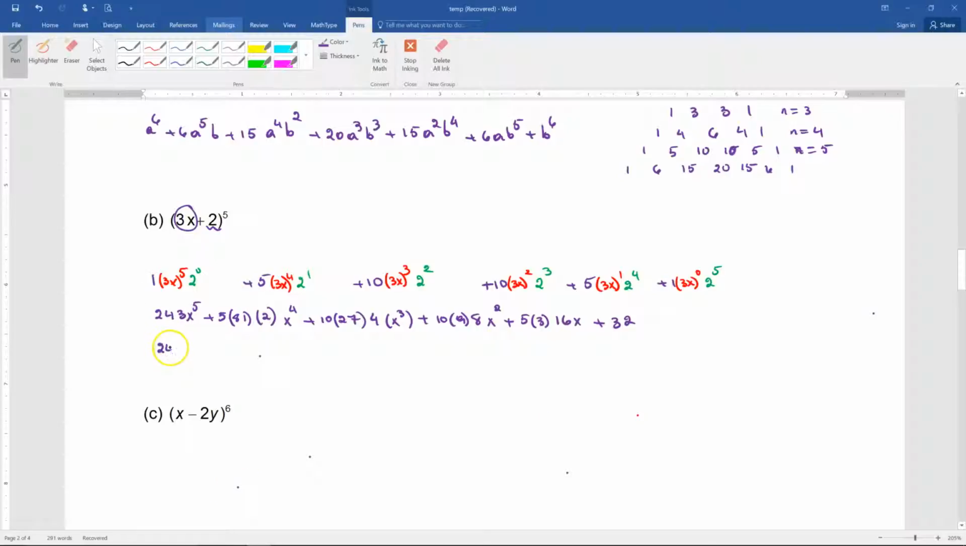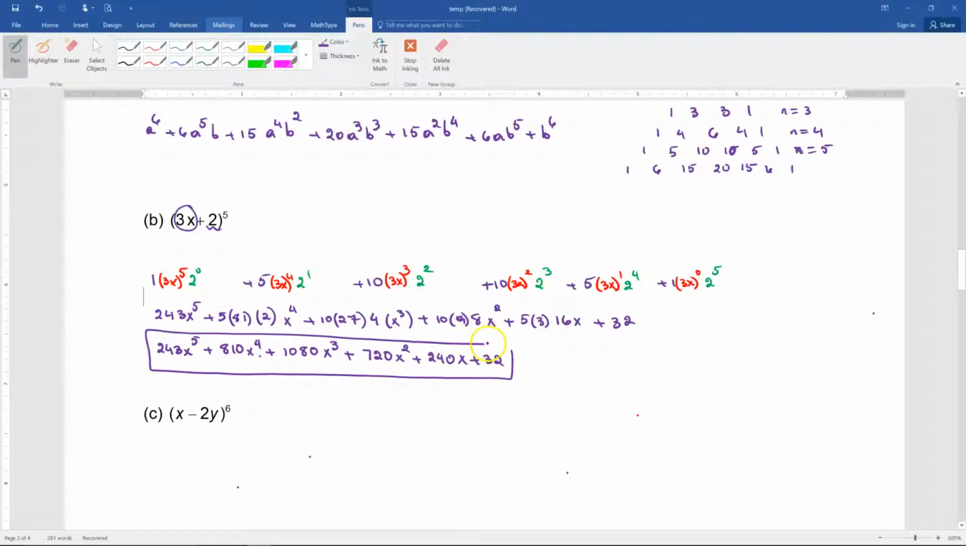We have 243 x to the 5th plus 810 x to the 4 plus, what's 40 times 27? 1080 x cubed plus 720 x squared plus 240 x plus 32. Okay, so that's your answer there.